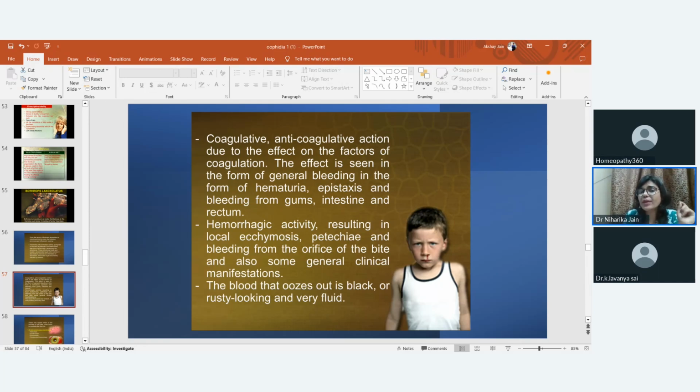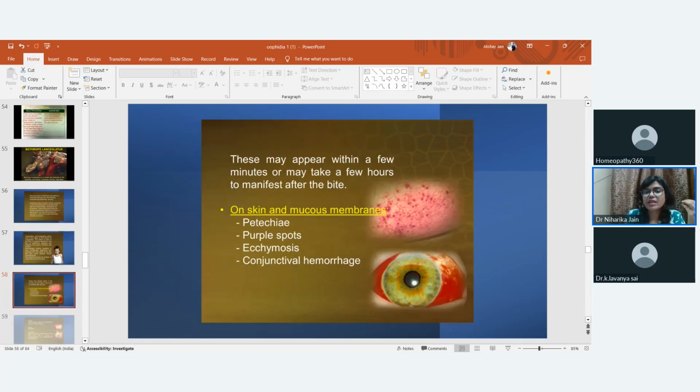So for Bothrops you have to remember that there is an anticoagulative action due to the effect on factors of coagulation. The effect is seen in the form of zonal bleeding: hematuria, epistaxis, and bleeding from gums, intestine, and rectum. Hemorrhagic activity results in local ecchymosis, petechiae, and bleeding from the orifice of the bite, and also some general clinical manifestations. The blood that oozes out is black or rusty looking and very fluid. These may appear within a few minutes or may take a few hours to manifest after the bite. So there are both actions, the slow and the fast.